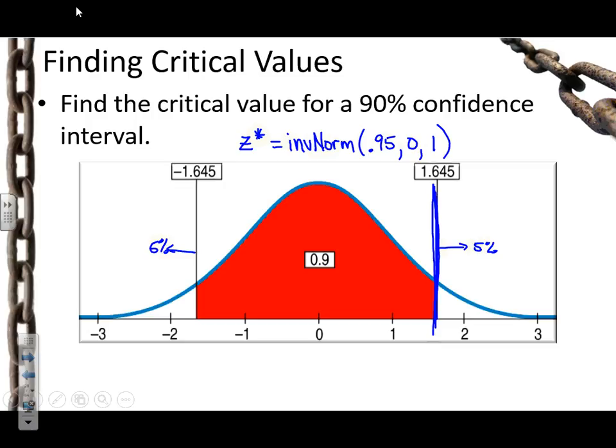So, the critical value for a 90% confidence interval is 1.645. Now here, I also have the option of negative 1.645. Why am I able to use either one?